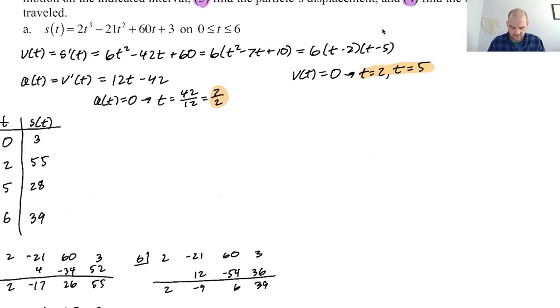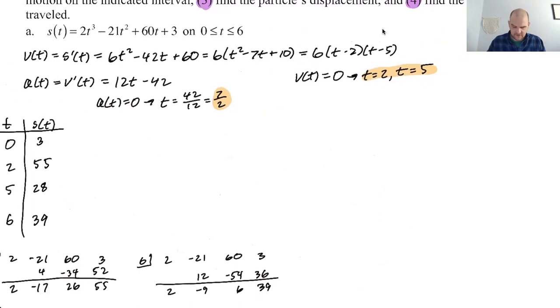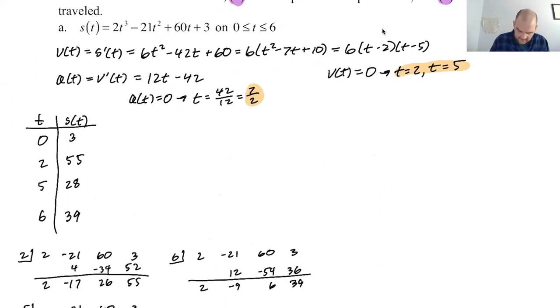Now we can check and see if these are right by doing a sign chart for V of t. So V of t, I'm going to do a sign chart here. I'm going to start, 0 and 6 are important, and then 2 and 5. 0 and 6 are important, by the way, because it's arbitrary. You were just told that you had to be between 0 and 6.